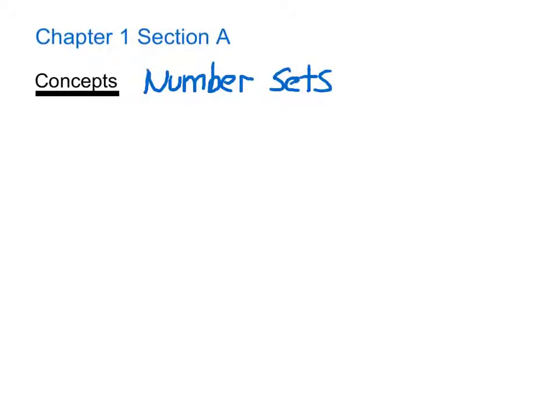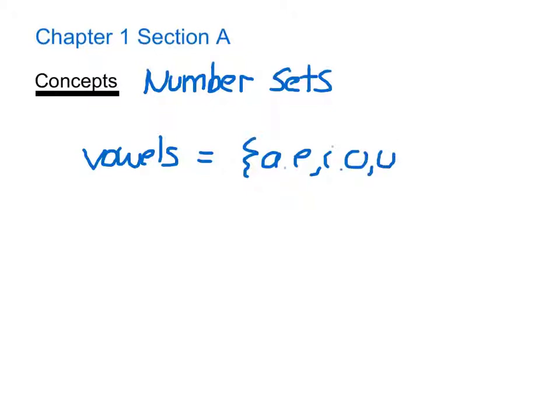In this video, we're going to look at Chapter 1, Section A on number sets. Now, a number set is really just a collection of objects or things. For example, if we take a look at the collection of vowels in the English language, we see that they're just a collection of these letters A, E, I, O, and U. And using appropriate mathematical notation, if we put brackets on either end of that collection, we have a number set. And we can abbreviate that number set as the capital letter V.